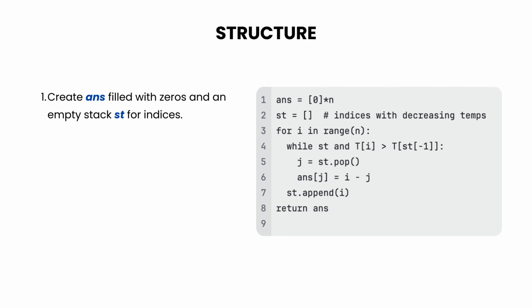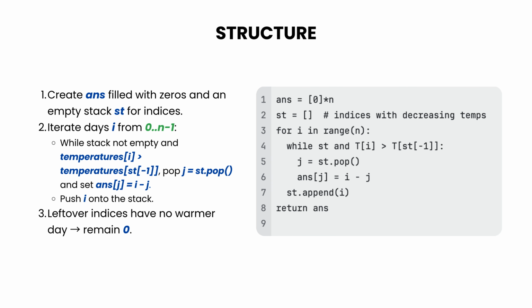Plan. Create res filled with zeros and an empty stack st for indices. Iterate days i from 0 to n-1. While the stack is not empty and temperatures[i] is greater than temperatures[st[-1]], pop j equals st.pop and set res[j] equals i minus j. Push i onto the stack. Leftover indices have no warmer day and remain 0.